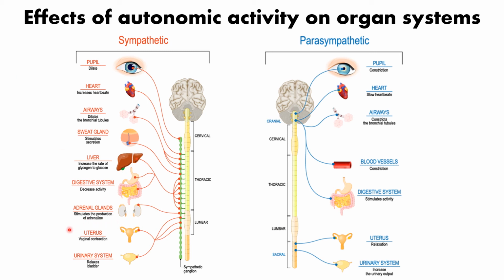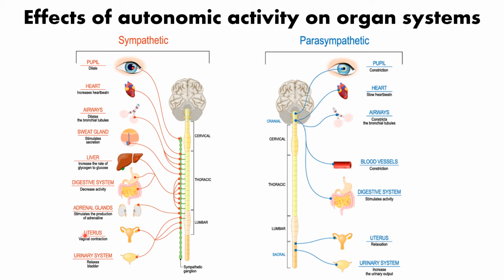The atrial response is not actually relevant when we discuss the ANS drugs, so I'm just going to skip that one. Adrenal glands, obviously, during the sympathetic response, we increase the production of adrenaline.